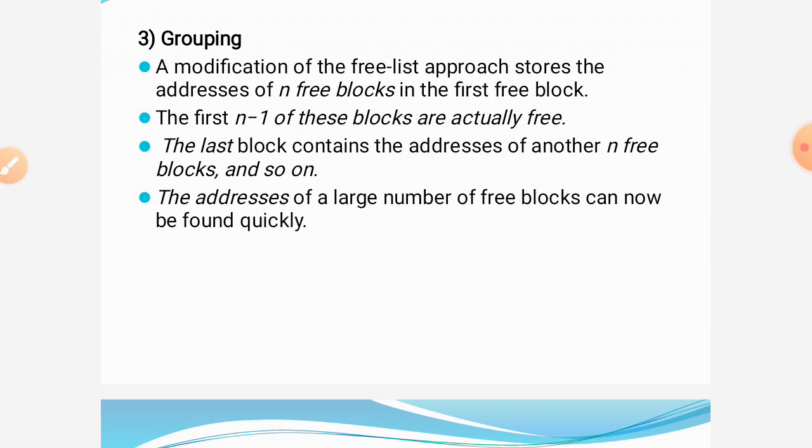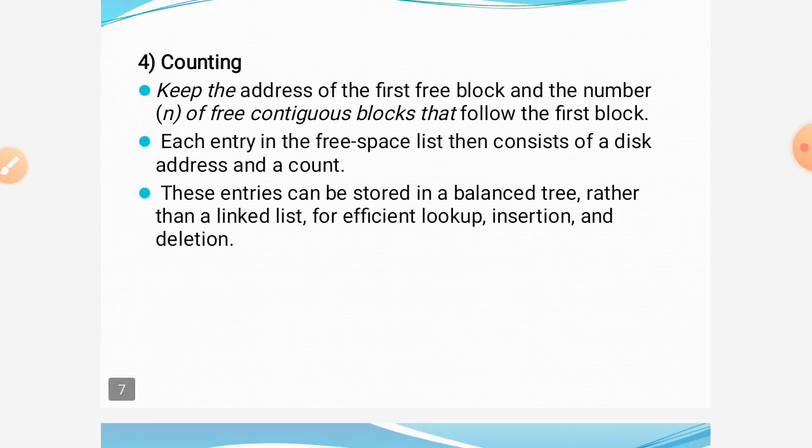The addresses of a large number of free blocks can now be found quickly. If there are many contiguous free blocks, we can easily find them. Since all the addresses are stored in a single block, that is entirely different from the situation when the standard linked list approach is used. In a linked list, they would be scattered, and even if contiguous, we had to read them one by one. But here, if there are many contiguous free blocks, the first free block has the full address list. That is the concept of grouping. Next one is counting.